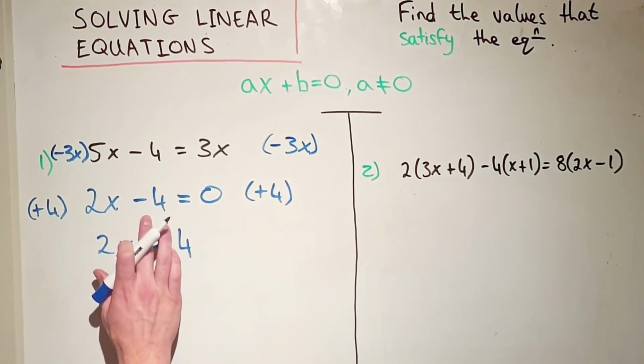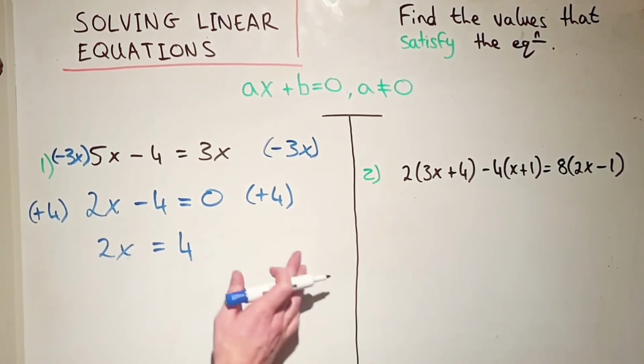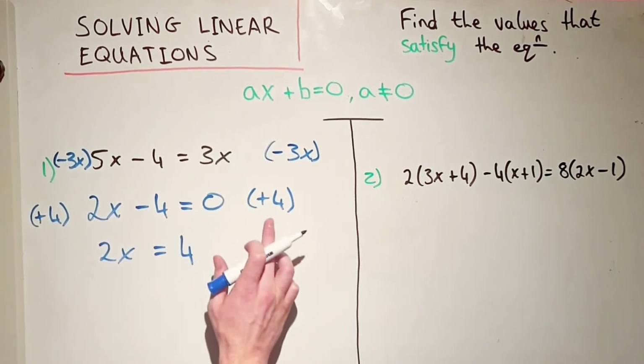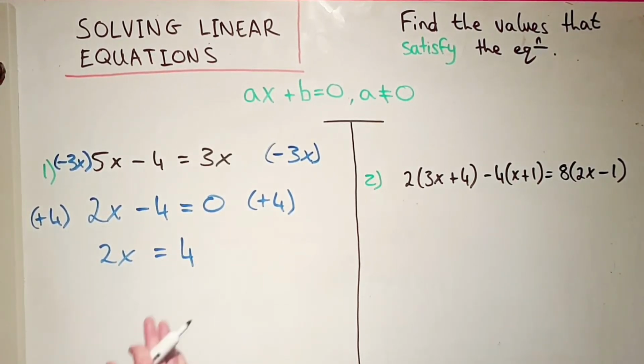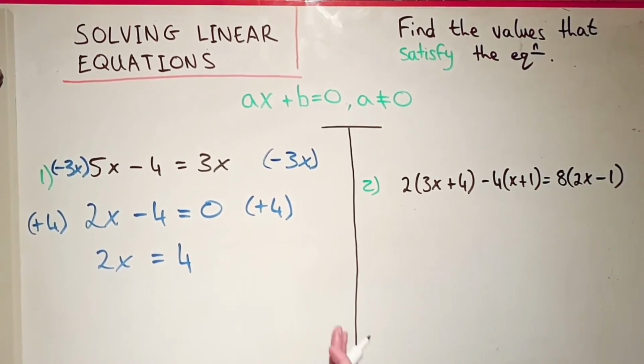When someone says you have a -4, bring it over and it changes sign, this is what they mean. So you bring the -4 over, it turns into a +4. But I think in terms of understanding this is paramount. We want to have an x equals.